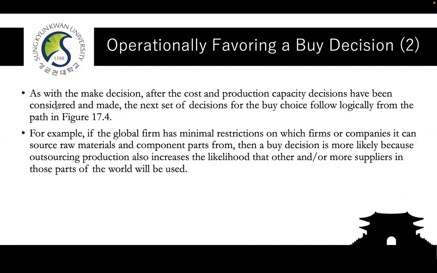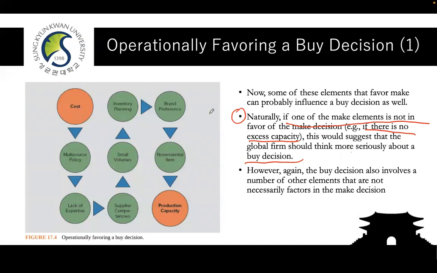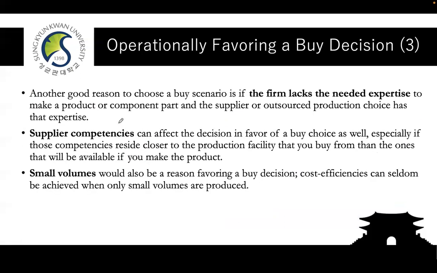The next set of decisions follows logically from the path in the figure. You can see the figure here, with the kinds of factors that would favor a buy decision: a lack of expertise, a multi-source policy, non-essential items, small volumes, supplier competencies, and some other factors that are opposite to the previous factors we discussed. Then we should consider the buy decision.